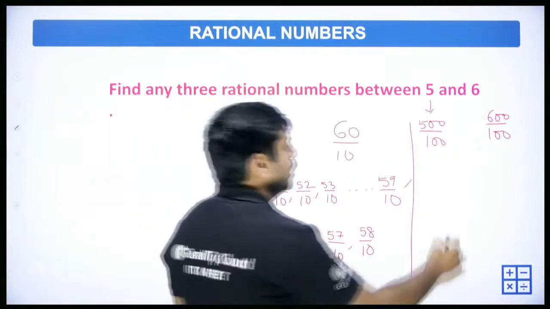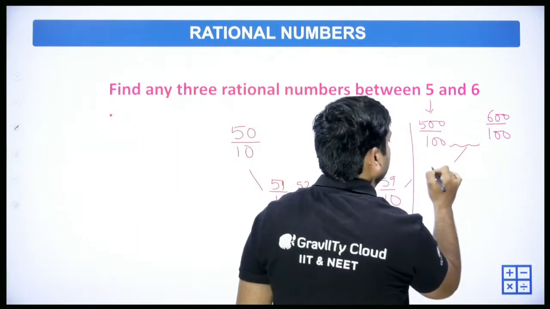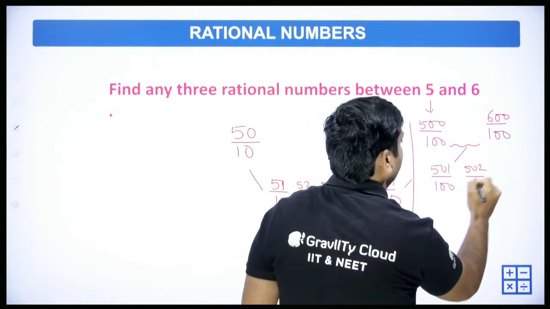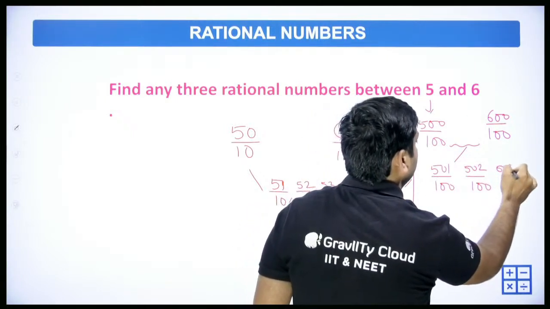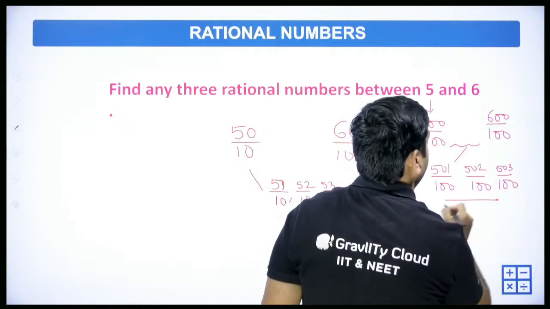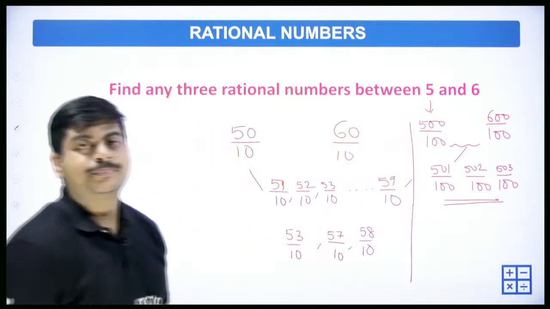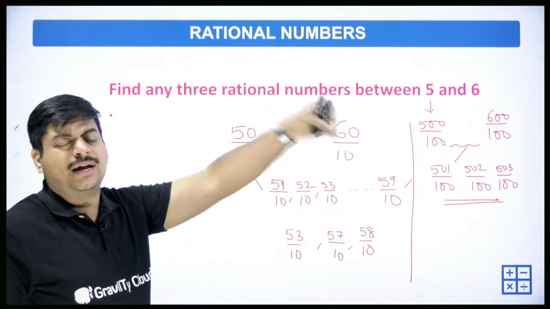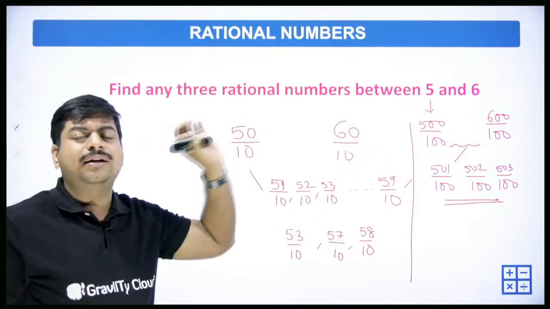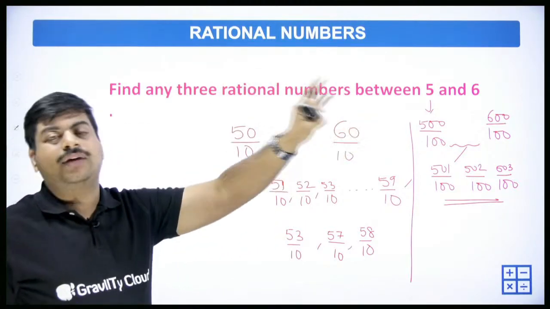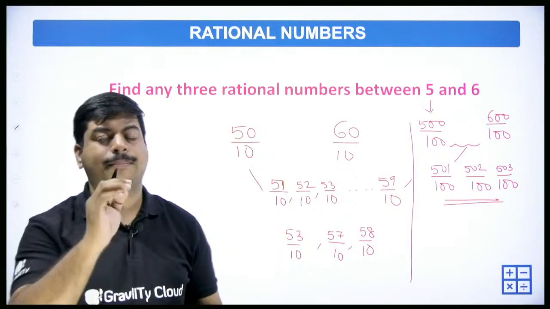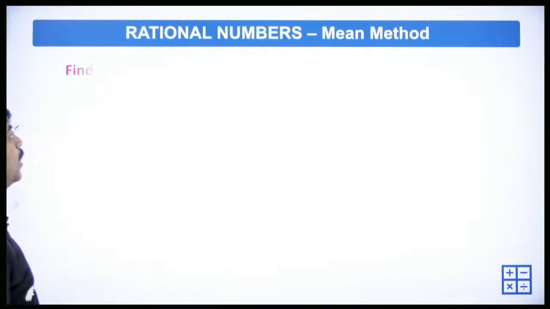You can go for the numbers in between them as 501 by 100, 502 by 100, 503 by 100. So all these are the things, right, in between them till 599 by 600. In that way you can write unlimited, infinite rational numbers in between any two rational numbers, correct? Okay, let's move forward for the next one.